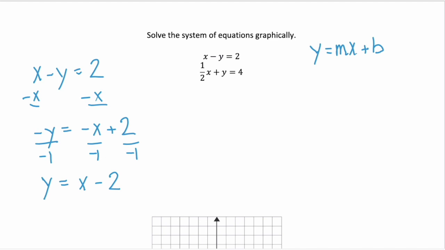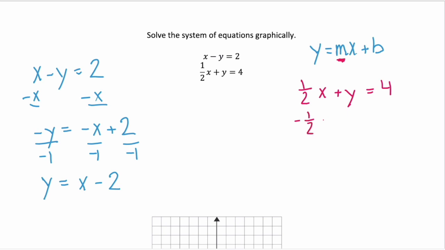Now we'll look at the second equation. 1/2 x plus y equals 4. Now, don't freak out that there's a fraction in front of the x, because it's in front of the x, and the value in front of your x is always your m, or your slope. So, let's just worry about isolating y.